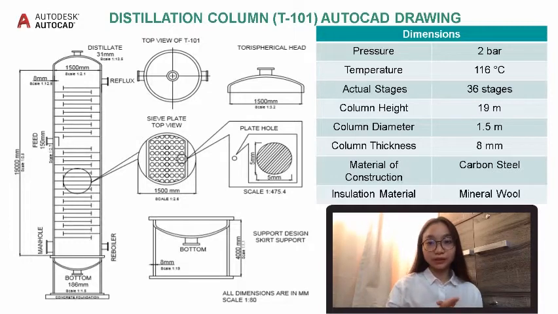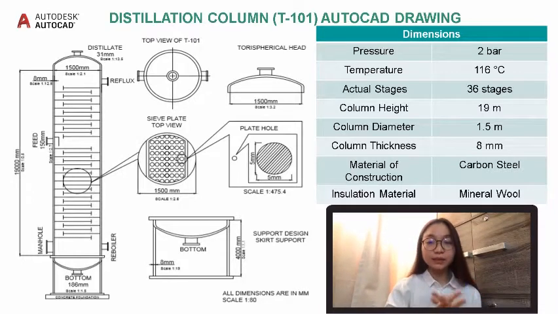After performing detailed calculations, the diameter and height of the distillation column are designed to be 1.5 meter and 19 meter respectively. By taking a plate spacing of 0.5 meter, the actual stages obtained are 36 stages with the feed tray at stage number 13. Lastly, the material of construction used for this distillation column is carbon steel.